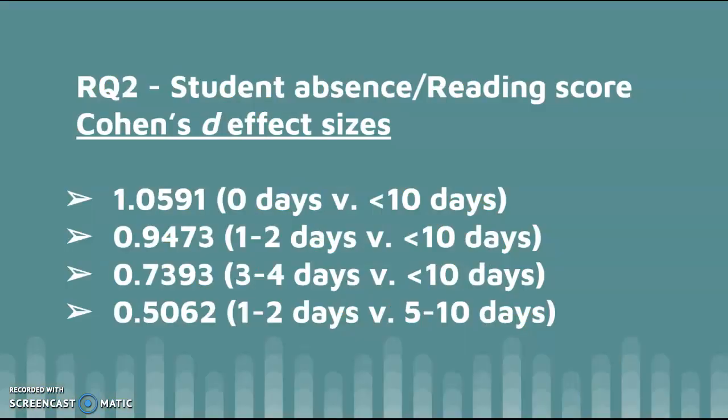On research question 2 regarding student absence and reading scores, there were similar results. All levels were significant at every category, and the following were the strong and moderately strong Cohen's d effects.